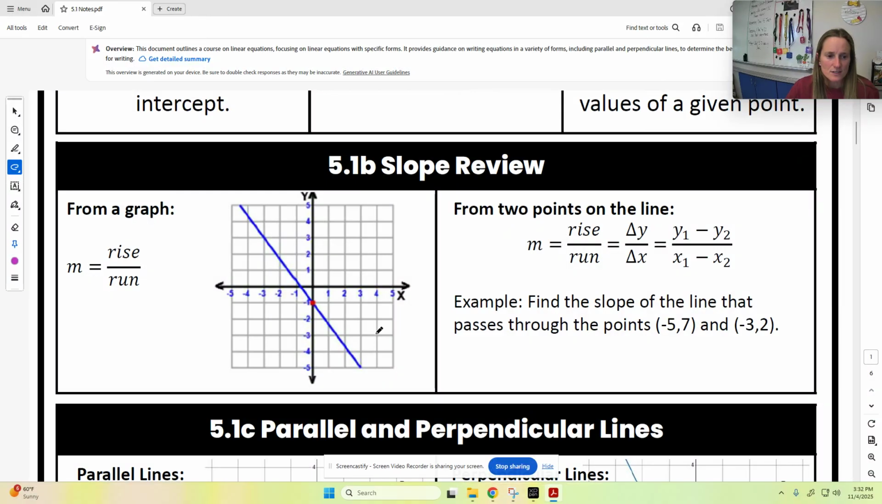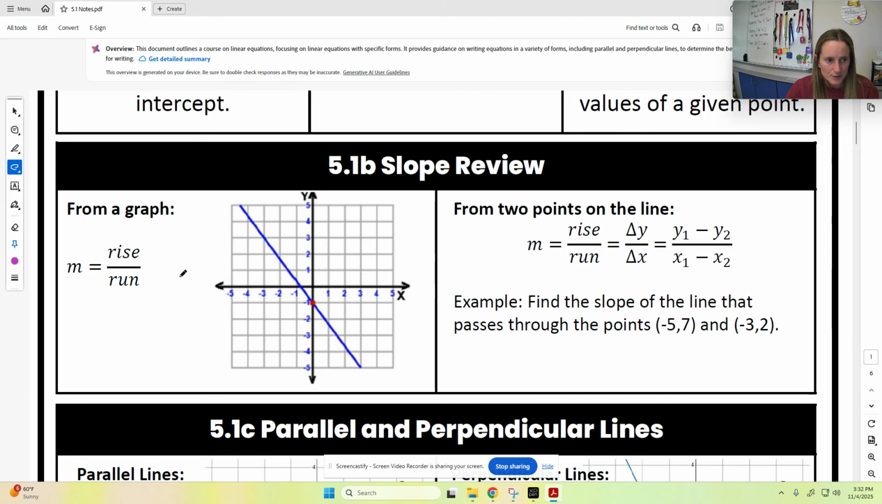A positive slope would be in the other direction, so it would be headed uphill as you go left to right. A slope of 0 is a horizontal line. That line has 0 steepness to it, so it has a slope of 0. And undefined slope is a vertical line. The line is so steep that we can't put a measure on it. So those are the 4 categories slope can fall into.